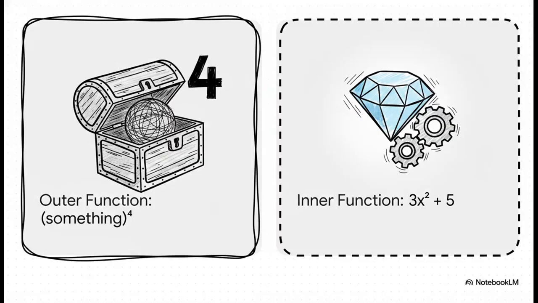So, following our flowchart, step 1 is just to identify the pieces. The outer function is basically just something to the power of 4. And the inner function? Well, that's the something. It's the 3x squared plus 5. Just by separating them in our minds like this, the problem already looks way less scary.